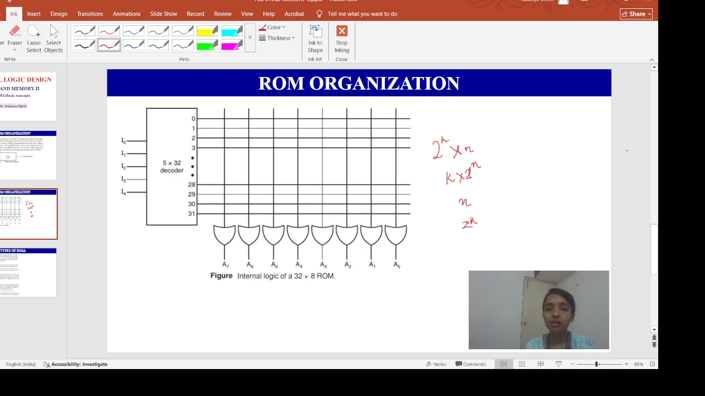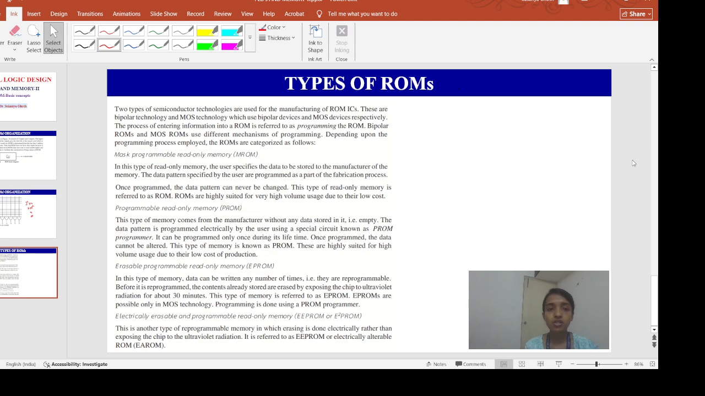All right, now there are different types of ROMs. Two types of semiconductor technologies are used for the manufacturing of ROM ICs. These are bipolar technology and MOS technology, which use bipolar devices and MOS devices respectively. The process of entering information into a ROM is called programming the ROM. Okay, bipolar ROMs and MOS ROMs use different mechanisms of programming. Depending upon the programming process employed, ROMs are classified as mask programmable read-only memory, which is also called MROM.